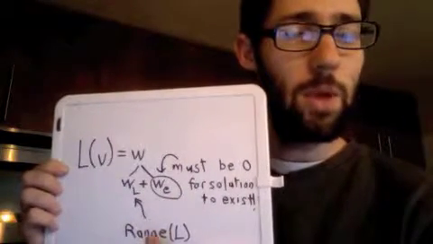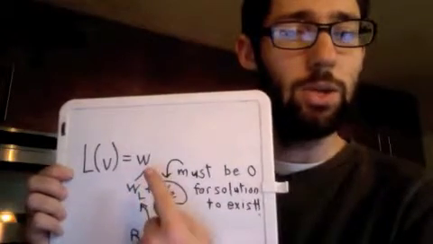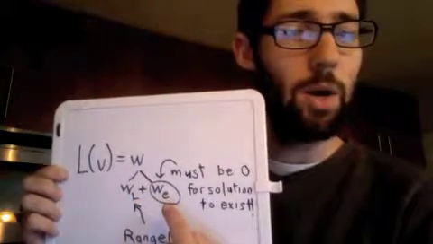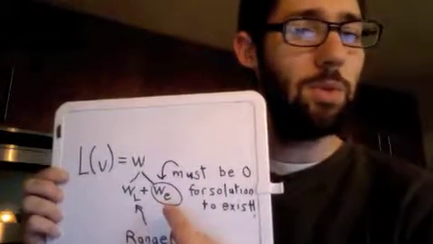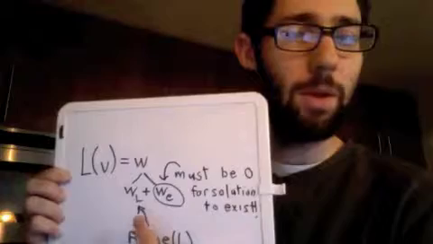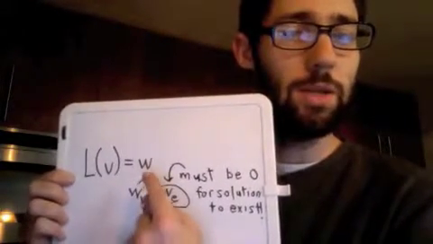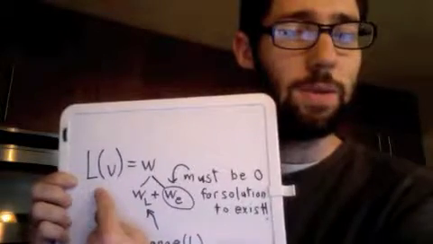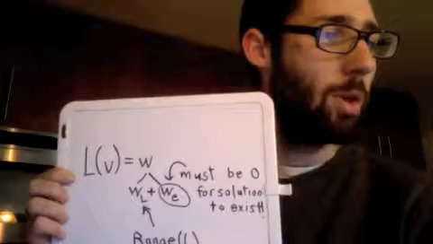So now, in order for there to be a solution, we know that if w is in the range of L, that means that this part must be 0. This part must be 0 in order to guarantee the existence of a solution, in order to achieve that w can actually be achieved by this linear operator L. That's called the Fredholm alternative.